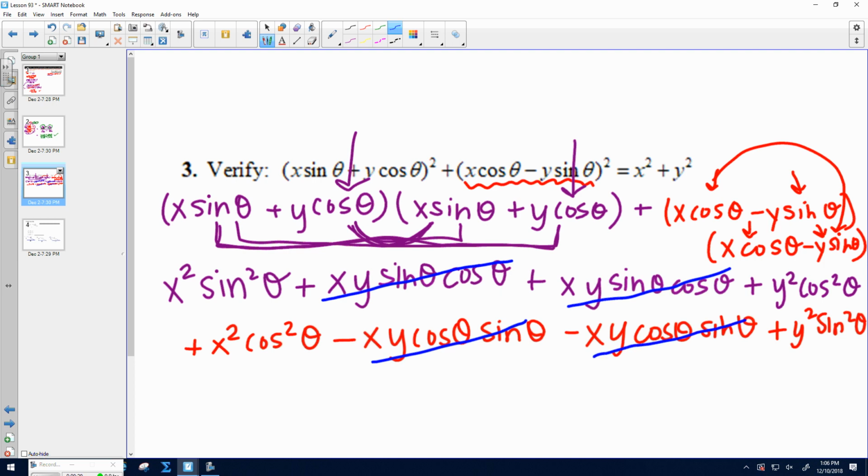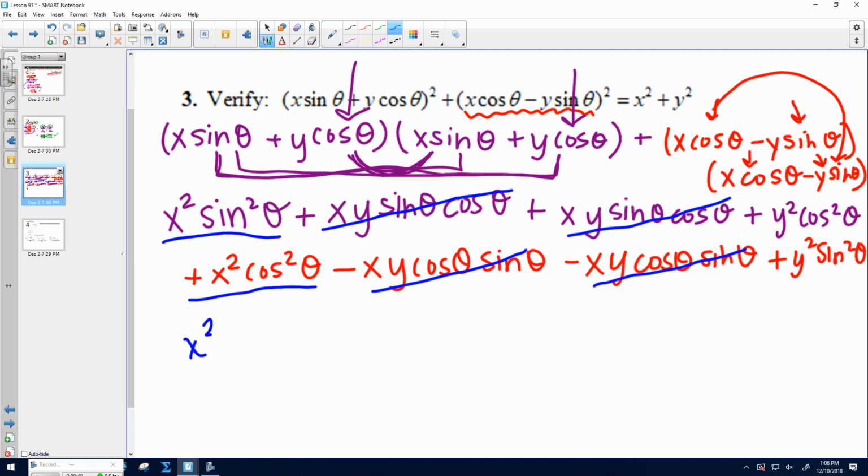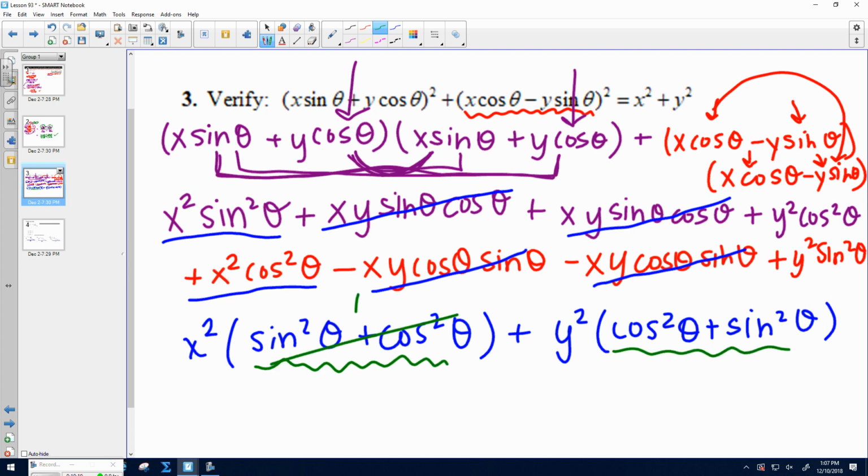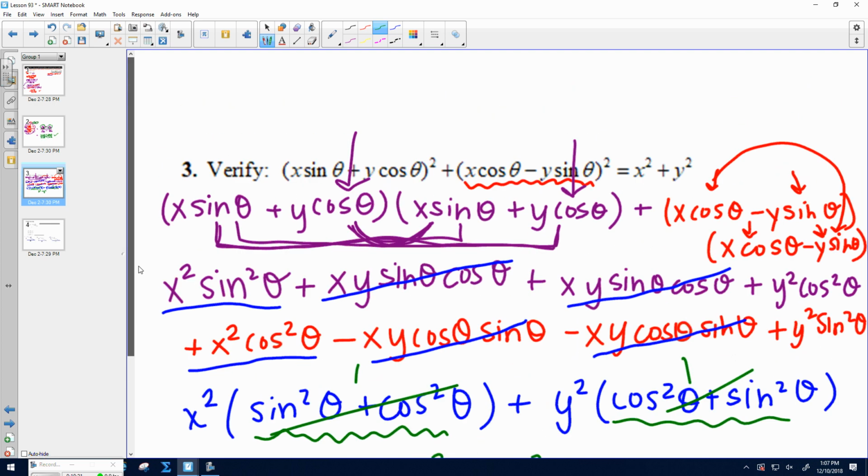Okay. So now we actually have where we can factor out an x squared just from these two pieces right here. So I can take out an x squared and put in parentheses sine squared theta plus cosine squared theta. And over here I can do the same thing where I factor out a y squared. So I have plus, and then a y squared comes out of this one, and I have cosine squared theta plus sine squared theta. What is this whole thing equal to? 1. What is this whole thing equal to? 1. So x squared times 1 is x squared. y squared times 1 is y squared. And that's what we were trying to get on the other side.